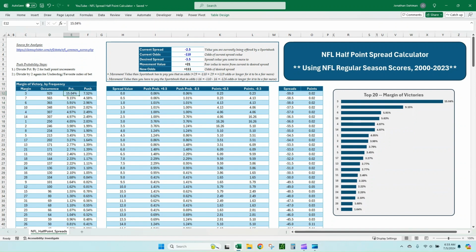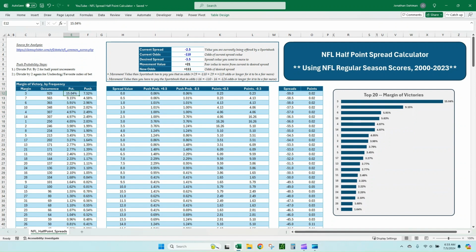I think that's really helpful to start from, just to understand that this is coming from the outcome of an NFL game, and what probability percent is attached to that margin of victory. I think we can all make sense of that. We watch a game, the team wins by 3. Okay, that happens 15% of the time.